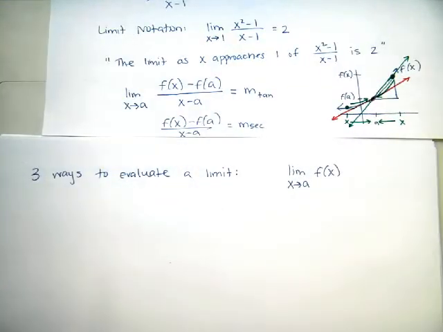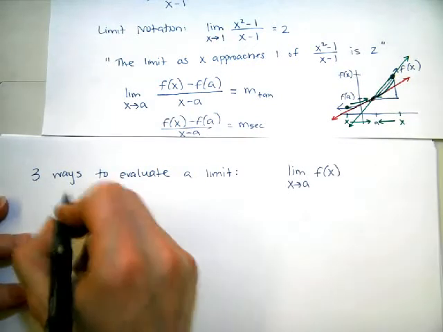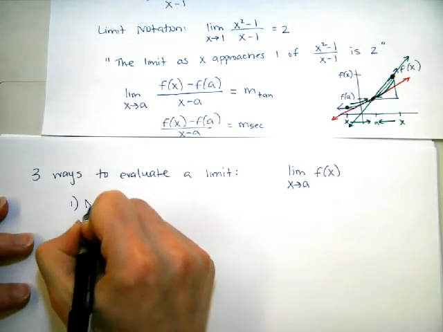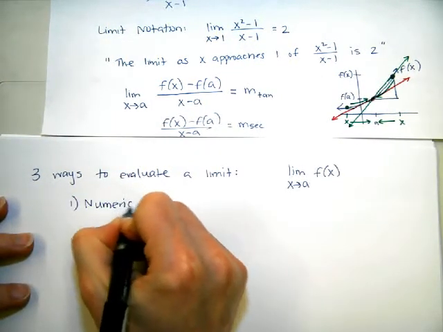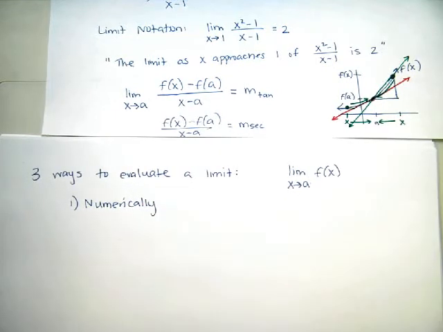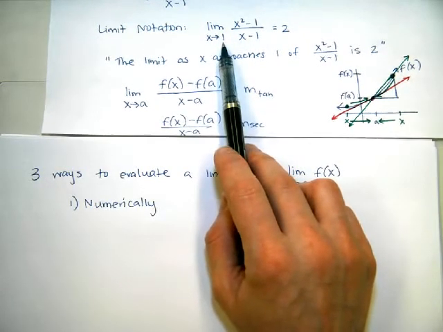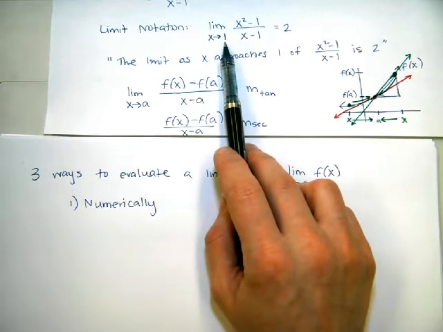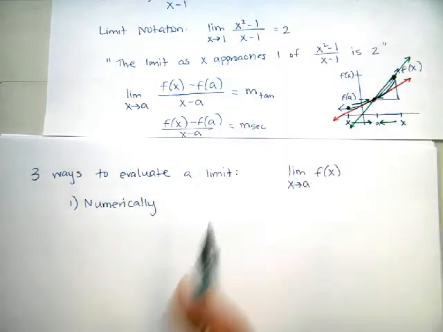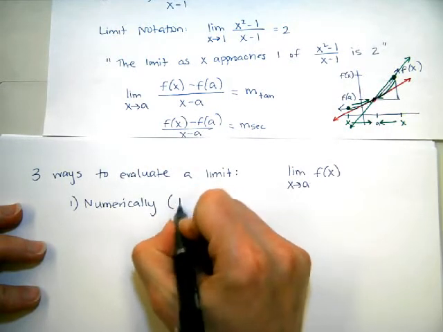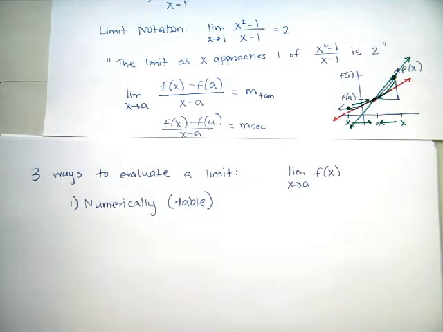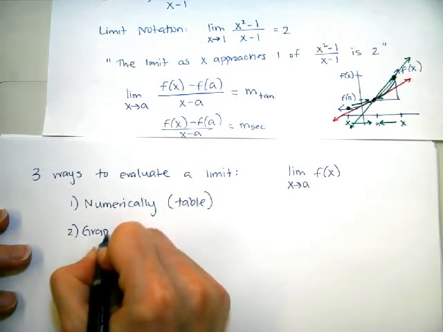If we want to evaluate that limit, one thing that we can do is we can evaluate it numerically. And what I mean by numerically is that we plug in numbers that are close to that number that we're trying to approach, right? So in this case, we are trying to approach 1, so we plugged in 0.9, 0.99, 1.1, 1.01, very close to that. So basically, we're making a table. Another way we can evaluate a limit is graphically.